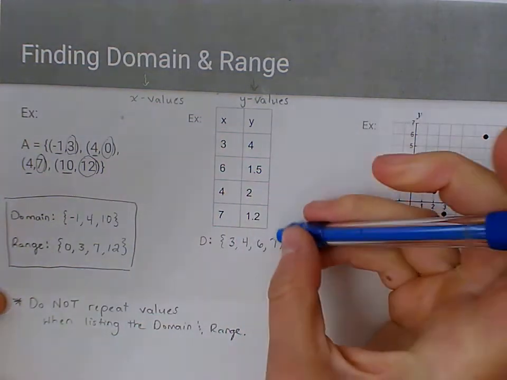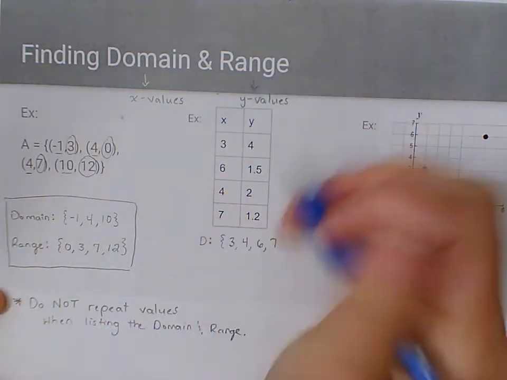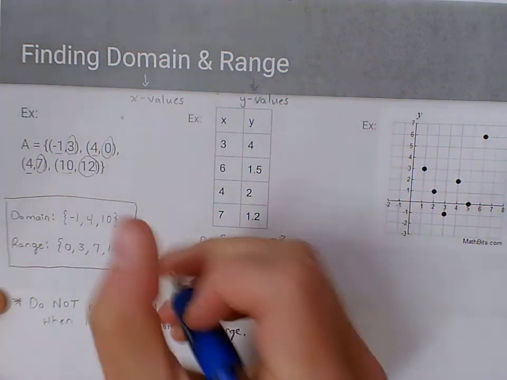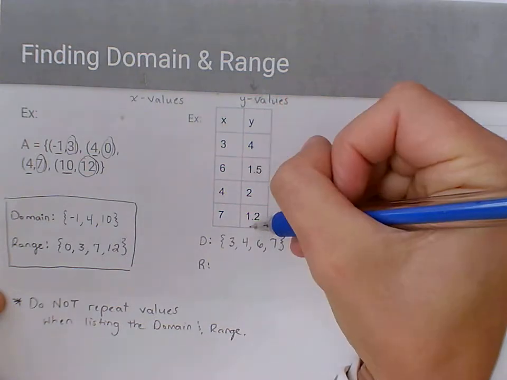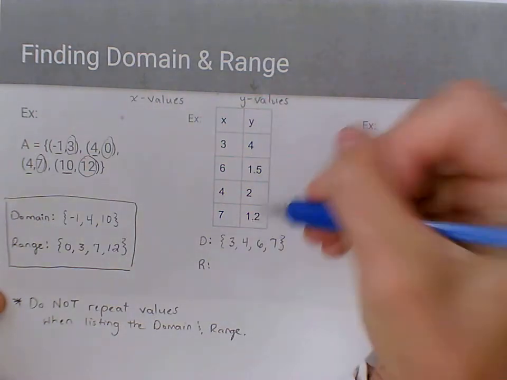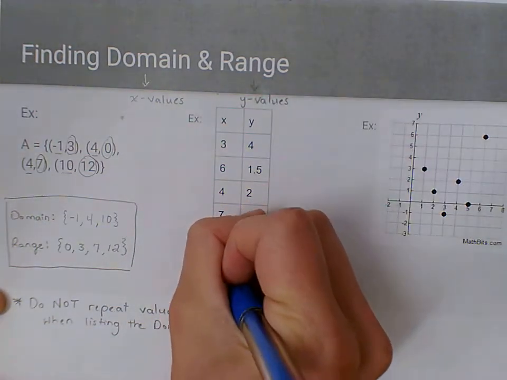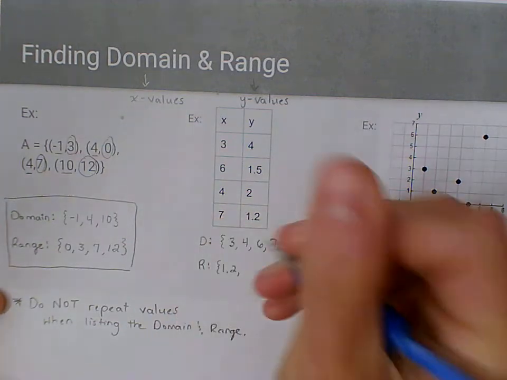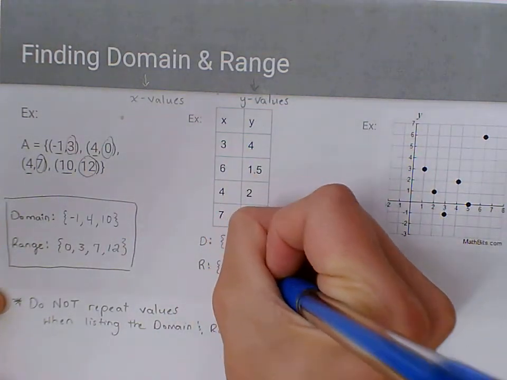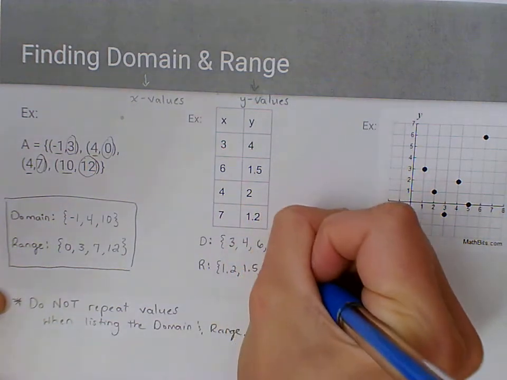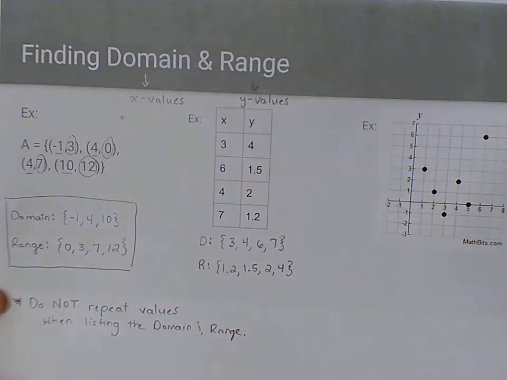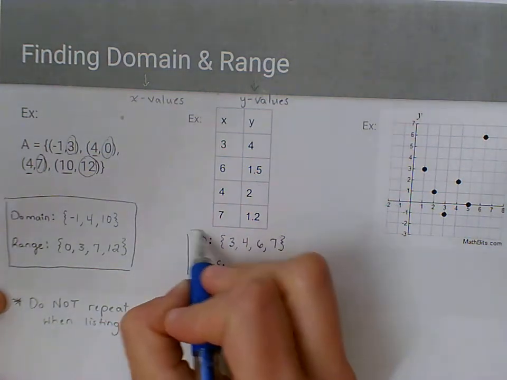Oh, didn't mean to do that. And I'm going to close my bracket. All right, so then the range would be the y value. So the smallest one would be 1.2. Then we have 1.5, and then 2, and then 4. So there's my domain and range for that table.